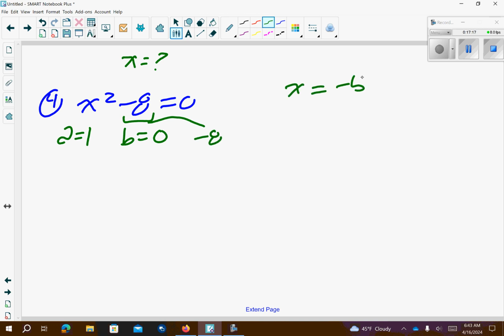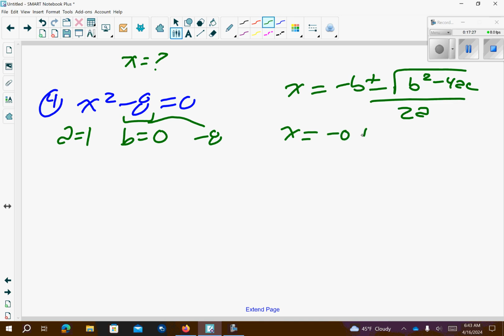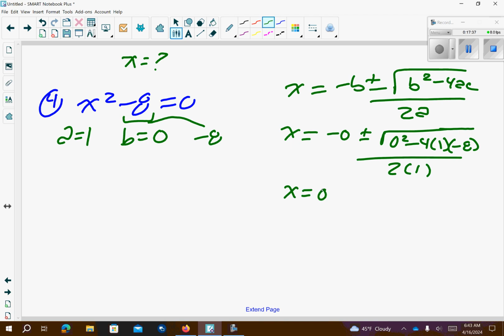x equals negative b plus or minus square root b squared minus 4ac all over 2a. So x equals negative 0, which is just going to be 0, plus or minus 0 squared minus 4 times a times c, all divided by 2 times a. So 0 plus or minus 0 squared 0, negative 4 times 1, negative 4 times 8, positive 32 over 2.